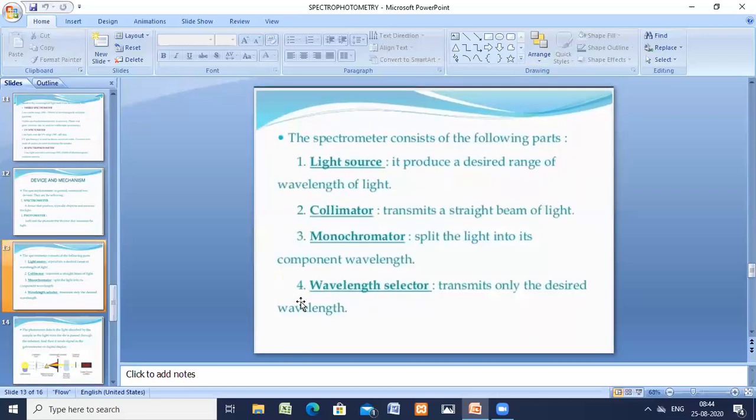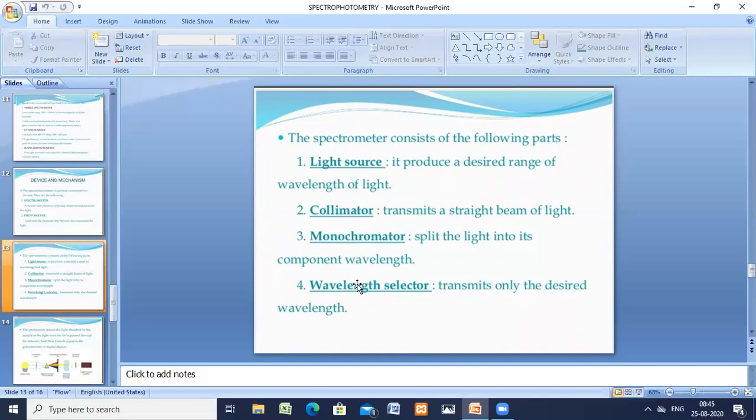So: light source, collimator, monochromator, wavelength selector. The light source produces different wavelengths of light. The collimator transmits the beam of light. The monochromator splits the light into components of different wavelengths.